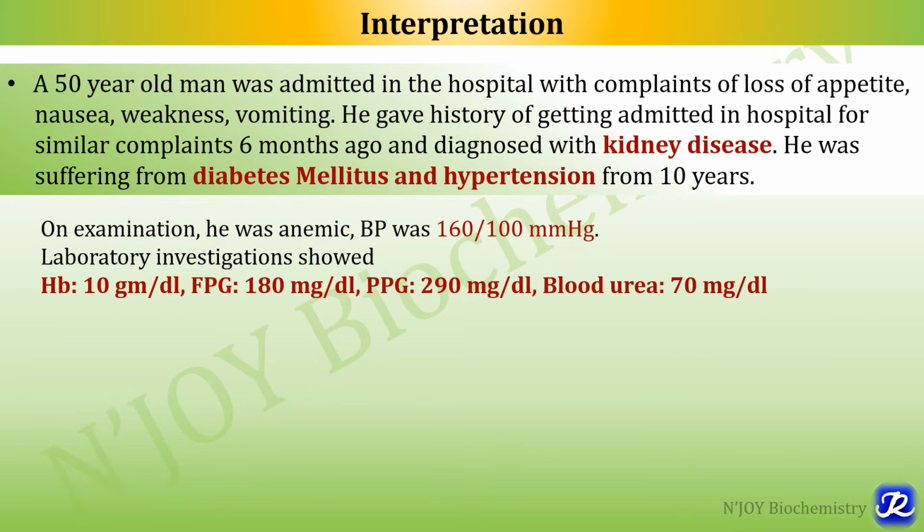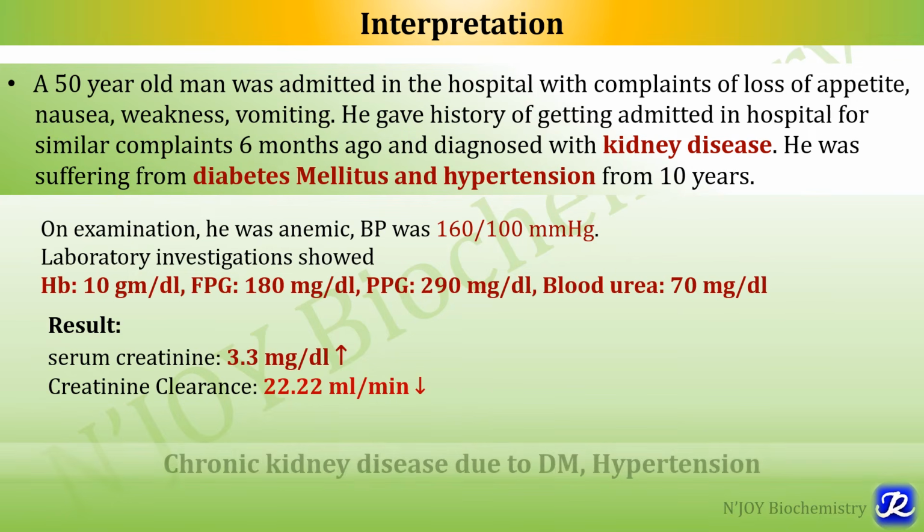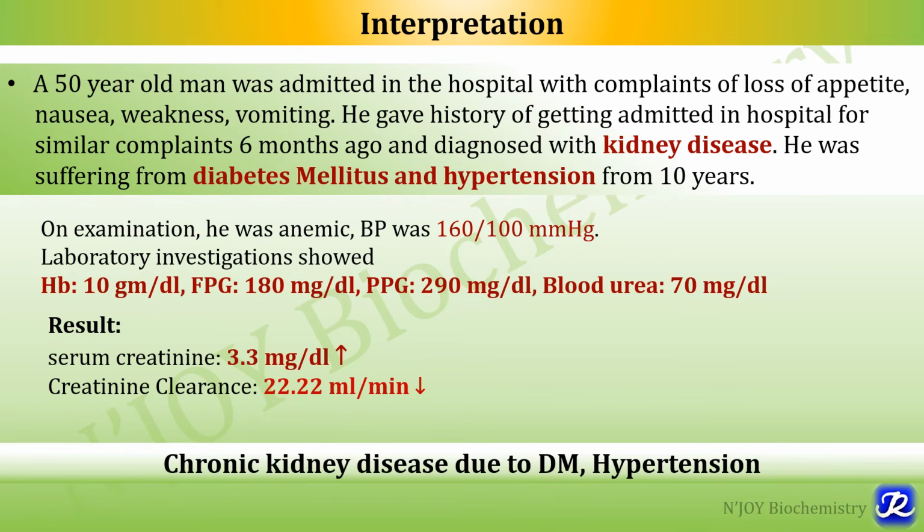Now let's interpret the result. So we know that the patient is suffering from kidney disease and he has a history of long-standing diabetes mellitus and hypertension. We got serum creatinine level increased, that is 3.3 milligram per deciliter, and creatinine clearance is also reduced. So this is a case of chronic kidney disease due to diabetes mellitus and hypertension.